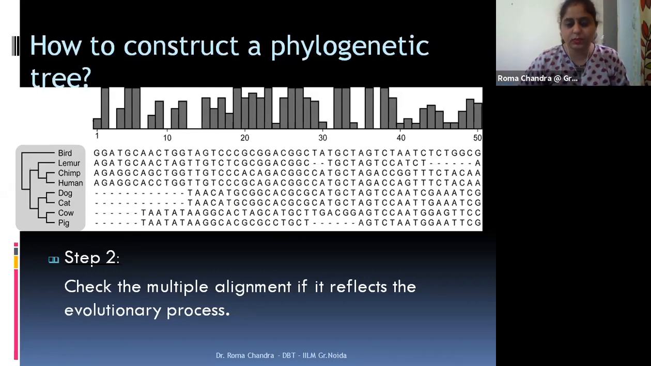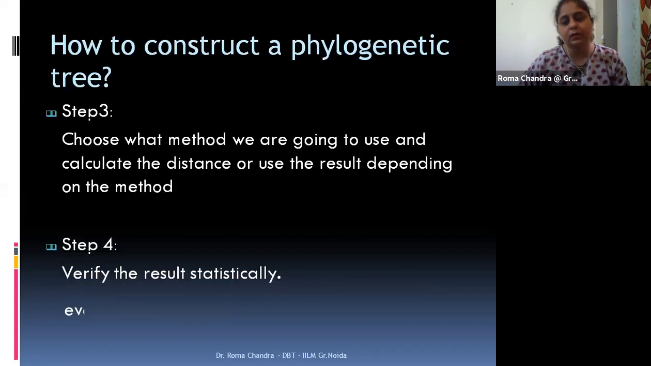We need to understand that after the process of multiple sequence alignment, we need to study how the sequences are connected evolutionarily. Depending on what kind of method you want, a distance-based method or a character-based method, you need to study these methods and analyze the results statistically as well.